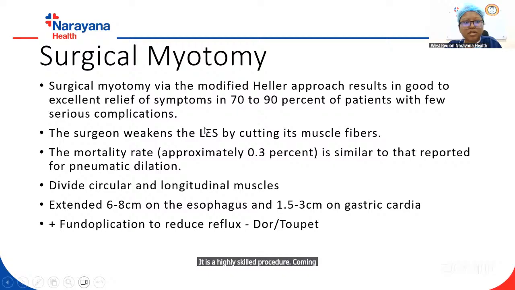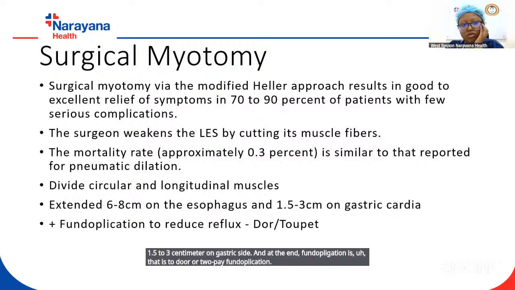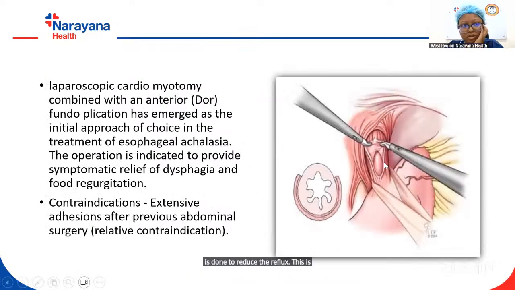Coming to surgical myotomy via the modified Heller's approach, it results in good and excellent relief of symptoms. The lower esophageal sphincter is weakened by cutting its muscle fibers. The circular and longitudinal muscle fibers are divided, and the myotomy extends 6 to 8 centimeters on the esophagus and around 1.5 to 3 centimeters on the gastric side. At the end, Dor or Toupet fundoplication is done to reduce the reflux. This is how the myotomy is done.